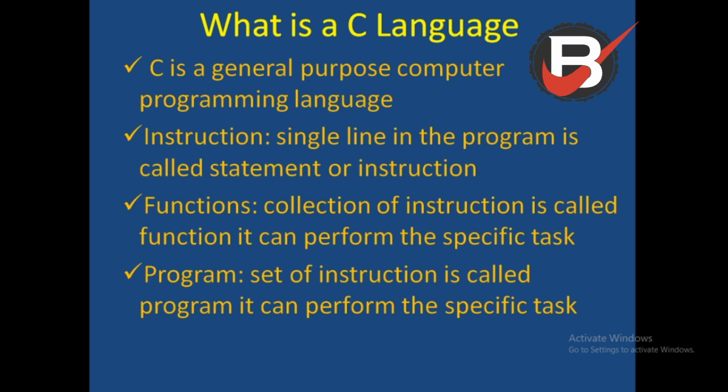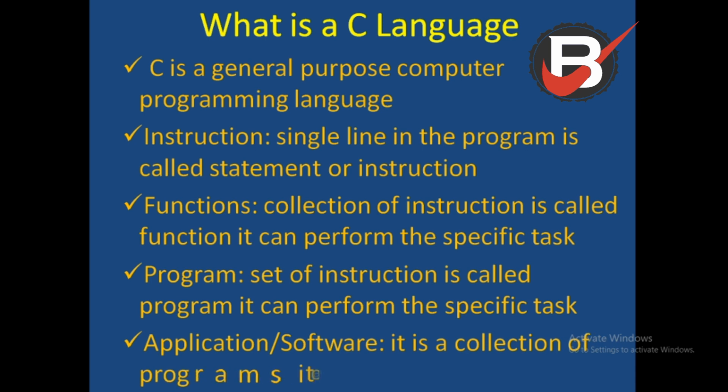Application and software, these two names, there is no difference. We say that is an application, that is a software. For example, WhatsApp is an application, and we also call it software. So finally, the end point in C is that we will build an application or a software. An application is nothing but a collection of programs, and it can perform a specific task.